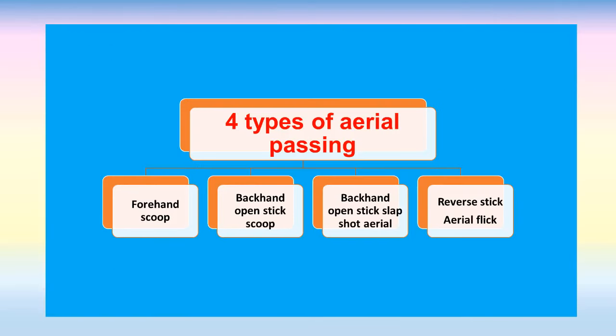Let's talk about the aerial passes. There are basically 4 types of aerial passes: forehand scoop, backhand open stick scoop, backhand open stick slap shot, and reverse stick aerial flick. We all know about the forehand scoop, which our players do very well. They can scoop the ball with pinpoint accuracy for 50 meters or even more. Beautiful, a new skill, an old skill, vastly improved in our game. So I won't touch base with that because you're very familiar with that.